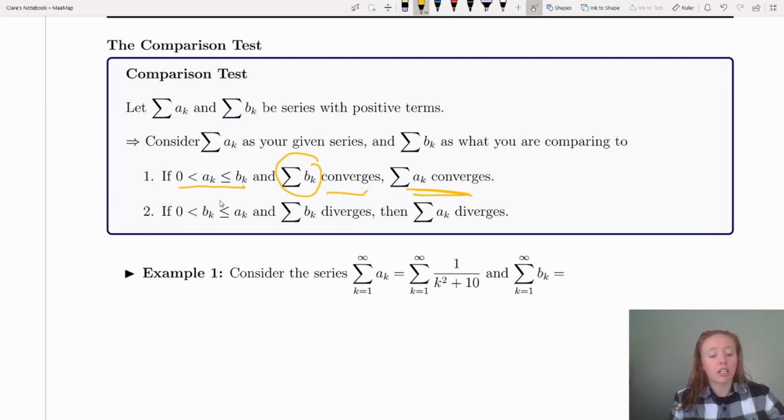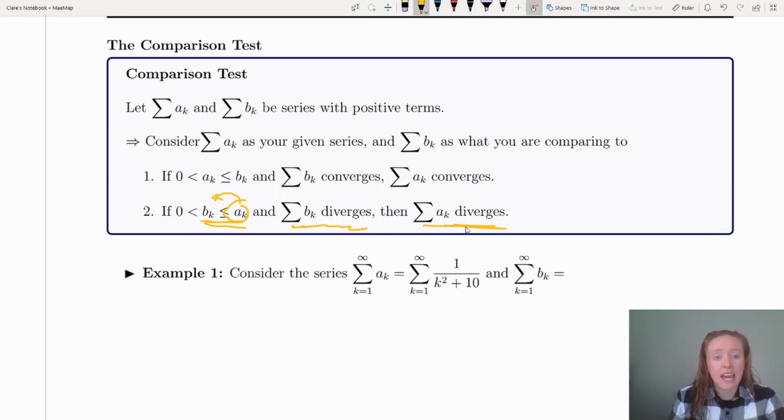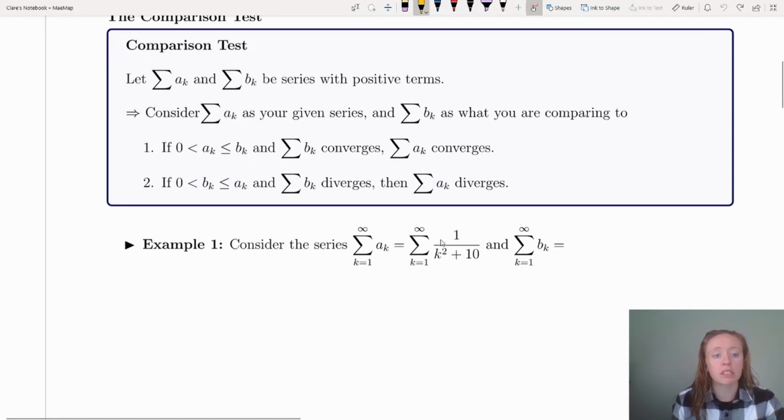For the second chunk, it says that if b sub k is less than or equal to a sub k and b sub k diverges, so now we're saying that a sub k is greater than b sub k, then we know that a sub k diverges. So two different potential options for this comparison test. Let's go ahead and look at example 1 to help us figure out how this works.